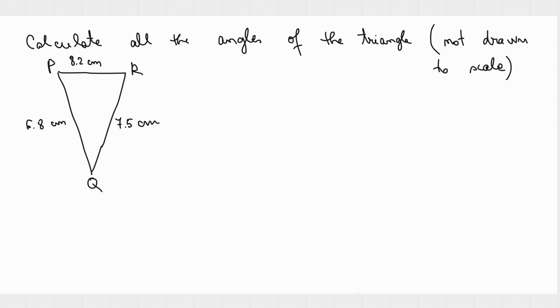Are you ready? Whenever we know all the sides of the triangle, we can use the cosine rule to find the angles. Let's start with angle P. In order to find angle P, we say that the opposing side squared, so QR squared, equals PQ squared plus PR squared minus 2 times PQ times PR cos P.